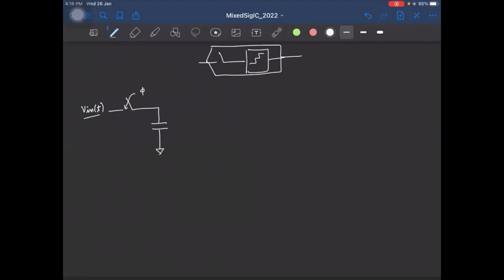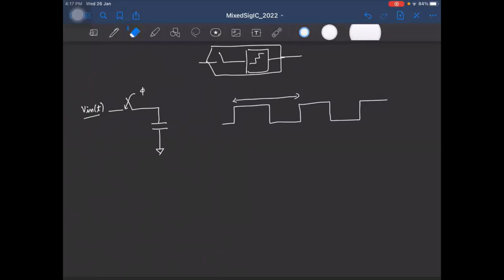So here what we need to make sure is that we are sampling the signal at time instants that are spaced Ts apart, right? So the time interval between two samples must be Ts. This is the sampling rate. Which means the control signal for the clock must be a signal like this, which has a period of Ts, right? So this is the clock that is controlling the switch phi.